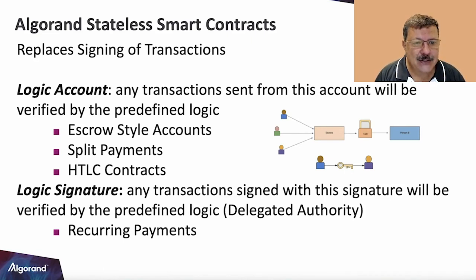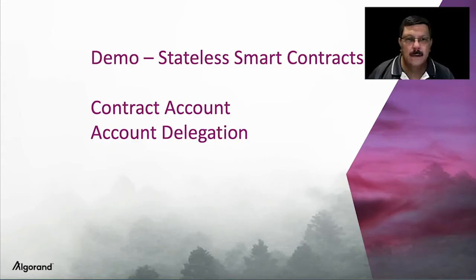And then you have the logic signature, where any transaction signed with a signature will be verified by the predefined logic. In other words, there's a delegated authority that needs to sign off on this. This is very useful for recurring payments. And both of these use stateless smart contracts.